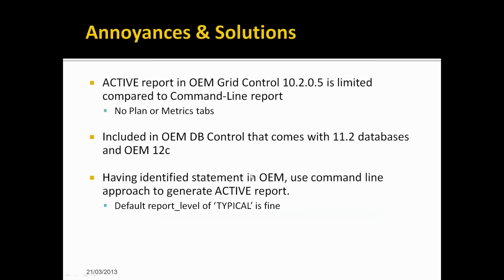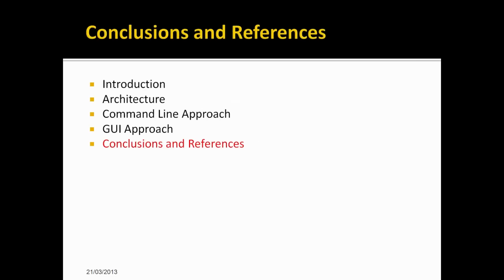So if you ever find that you're looking at a SQL Mon report and you're like, well, I wanted to see that metrics thing that he was talking about, it could be that you use an OEM 10205, and actually what you want to do is generate the report via the command line and just generate using an active report. And the default report level of typical is fine. So that script I showed you right at the start of the presentation will give you all of those tabs.